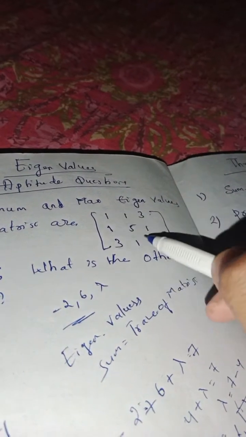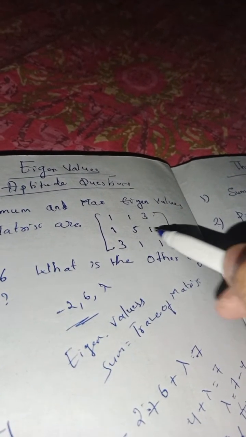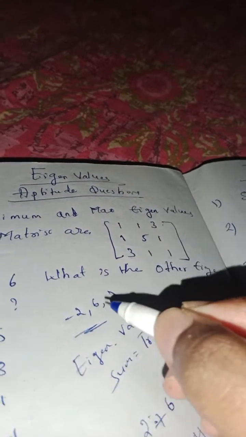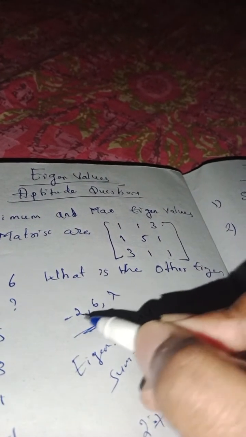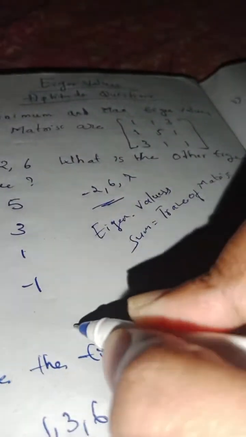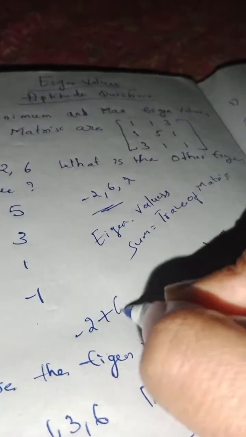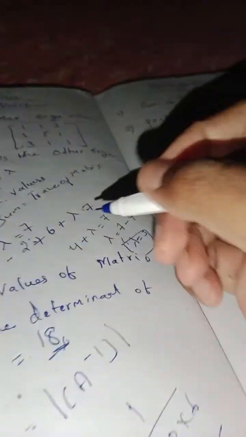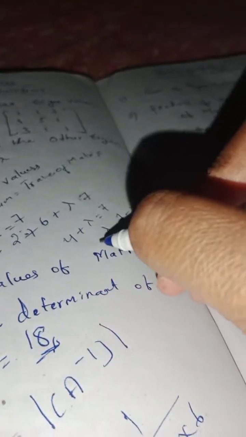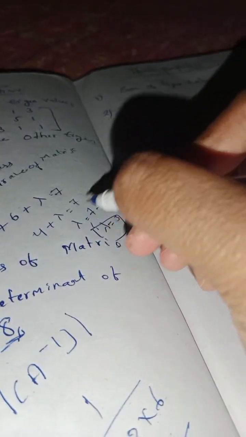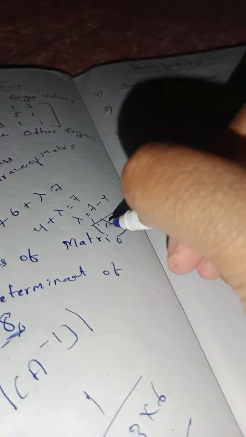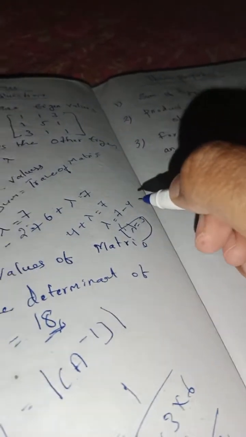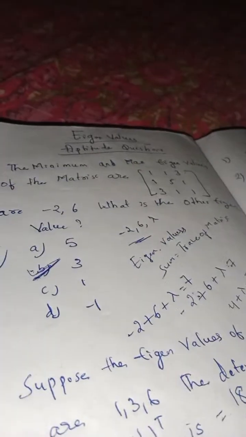So addition of diagonal elements is the trace of the matrix, right? 5 plus 1 plus 1 is 7. They have given us two eigenvalues, and we have to find the third one. So what I'm going to do is minus 2 plus 6 plus lambda equals 7. Minus 2 plus 6 is 4. 4 plus lambda equals 7. Lambda equals 7 minus 4. Lambda equals 3. So we get the value as 3. This is the answer for this question.